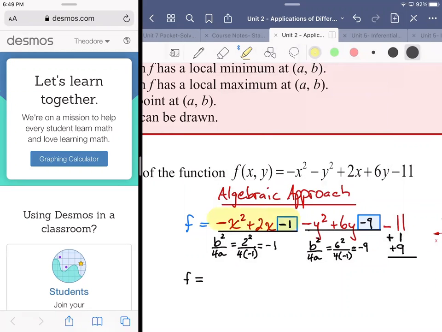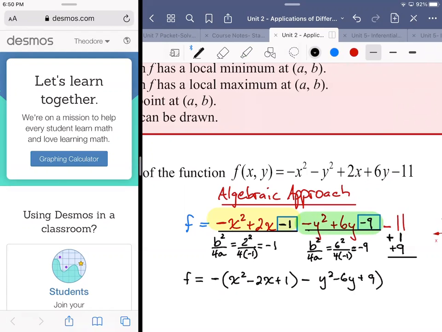I got this trinomial, which now has a leading coefficient of -1 that can be factored out. So we're looking at x squared minus 2x plus 1. And then same idea for the other one. The trinomial, pull out a negative, we're talking y squared minus 6y plus 9. And then we can combine the like terms. It's really -11 plus 10 is going to be -1.